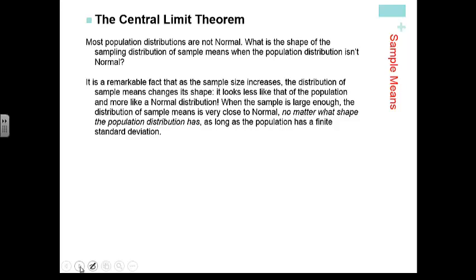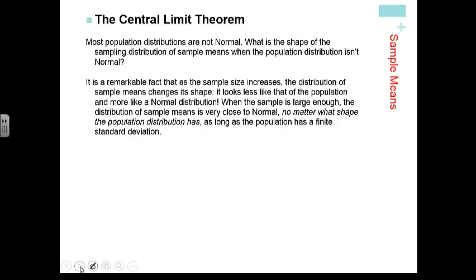So, very important theorem, central limit theorem. Most population distributions are not normal. So what do we do when they're not normal? What is the shape of the sampling distribution of sample means when the population distribution isn't normal? It's a remarkable fact that as the sample size increases, the distribution of the sample means, all the x bars, changes its shape. It looks less like the population and more like the normal distribution.